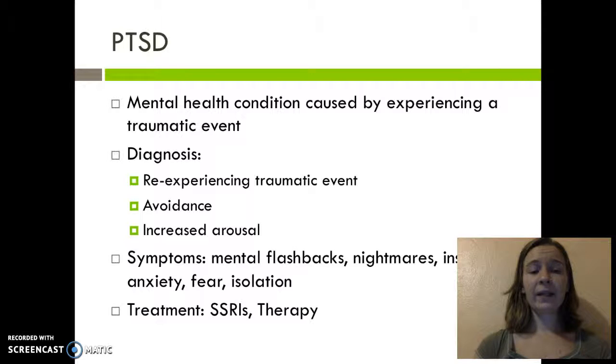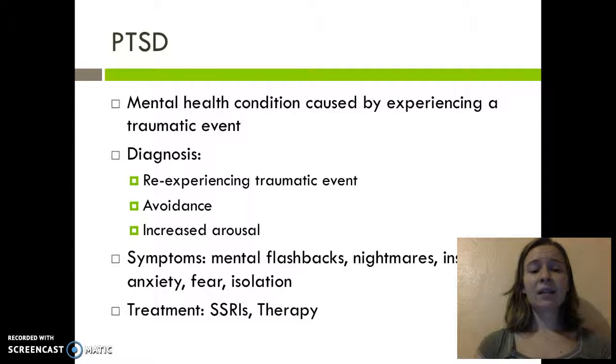The second is avoidance, so you avoid certain behaviors that remind you of the traumatic event you experienced. And the third is increased arousal. So you might have difficulty concentrating, difficulty sleeping, you can become irritable, and you can become very angry.